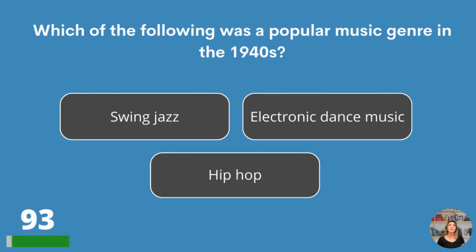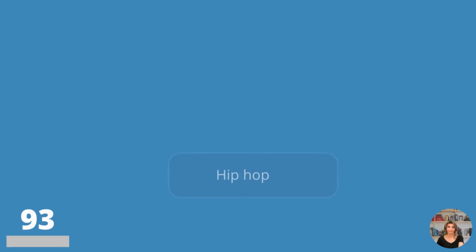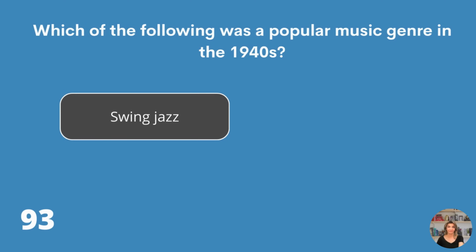Which of the following was a popular music genre in the 1940s? Swing jazz, electronic dance music, or hip hop? Swing jazz.